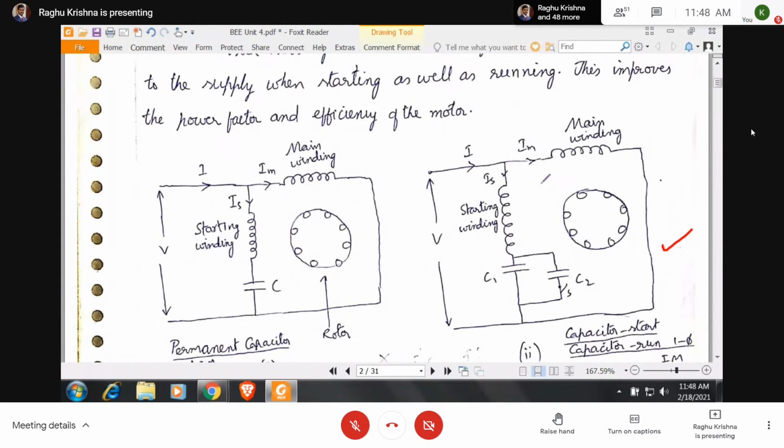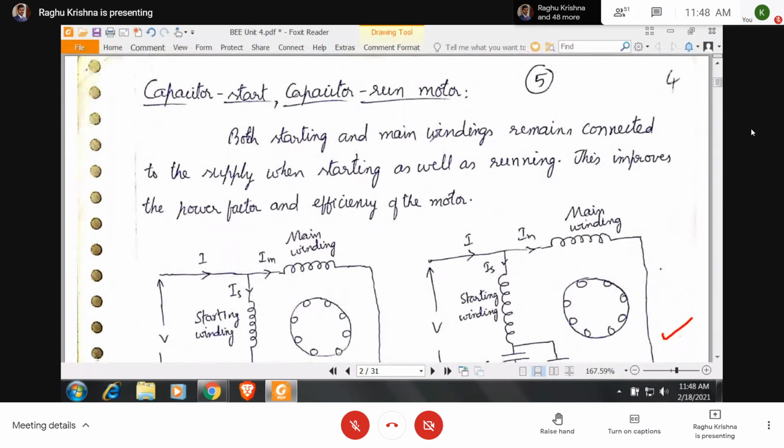So here you can see this first point: both starting and main winding remain connected to the supply when starting as well as running.